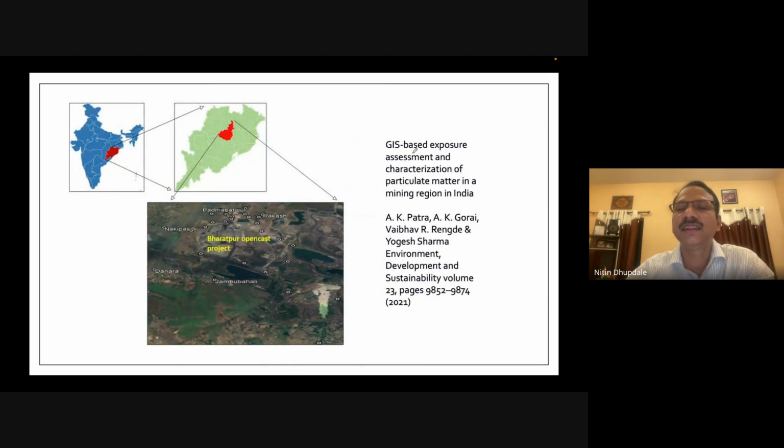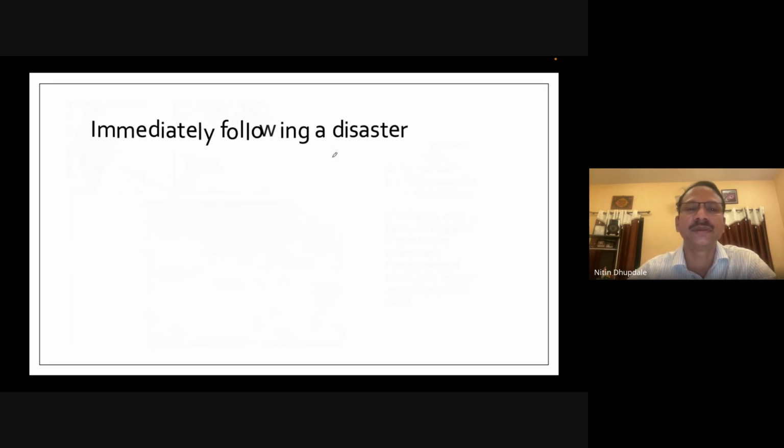Like in this study, they used exposure to particulate matter in a mining area. In the air, there was a lot of particulate matter, and they tried to study how much the level was and what it was causing to the people. This was one of the studies done, I think somewhere in Uttar Pradesh in 2021.